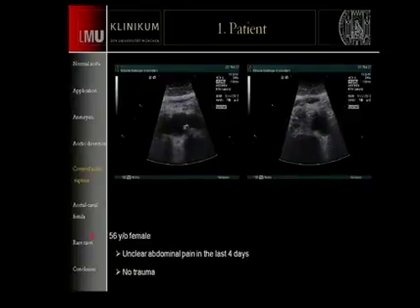Starting with this case, that's a 57-year-old female with abdominal pain in the last 4 days. We're starting with the grayscale. In the longitudinal view, we see a calcification plaque. We see in the axial view a little bit unlucky shape of the aorta here. But could we exclude a rupture here?